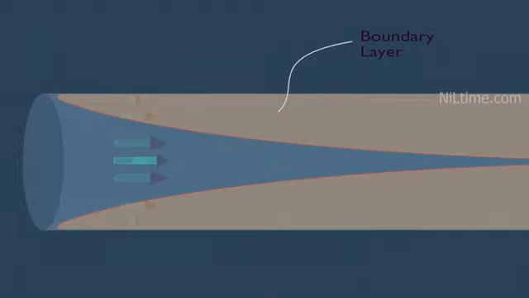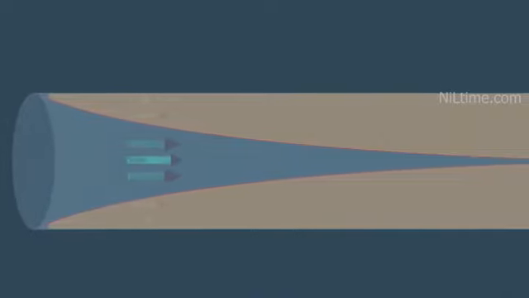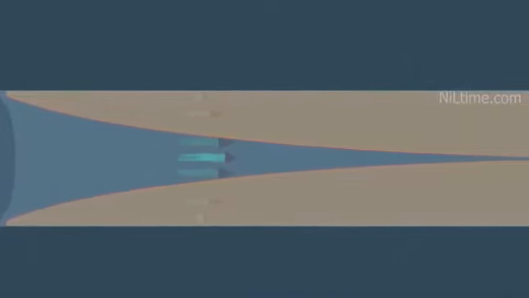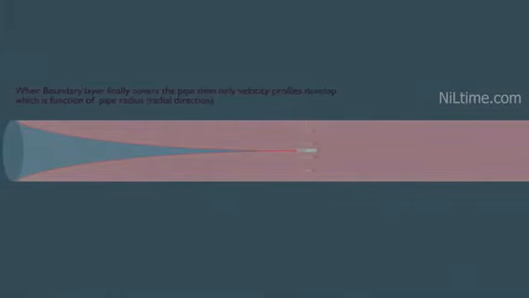But in the blue region, there is no boundary layer, so the frictional effects are negligible, and the velocity remains essentially constant in the radial direction. This blue region is called the irrotational flow region. As the fluid passes by, the thickness of this boundary layer increases in the flow direction until the boundary layer reaches the pipe center and fills the entire pipe.